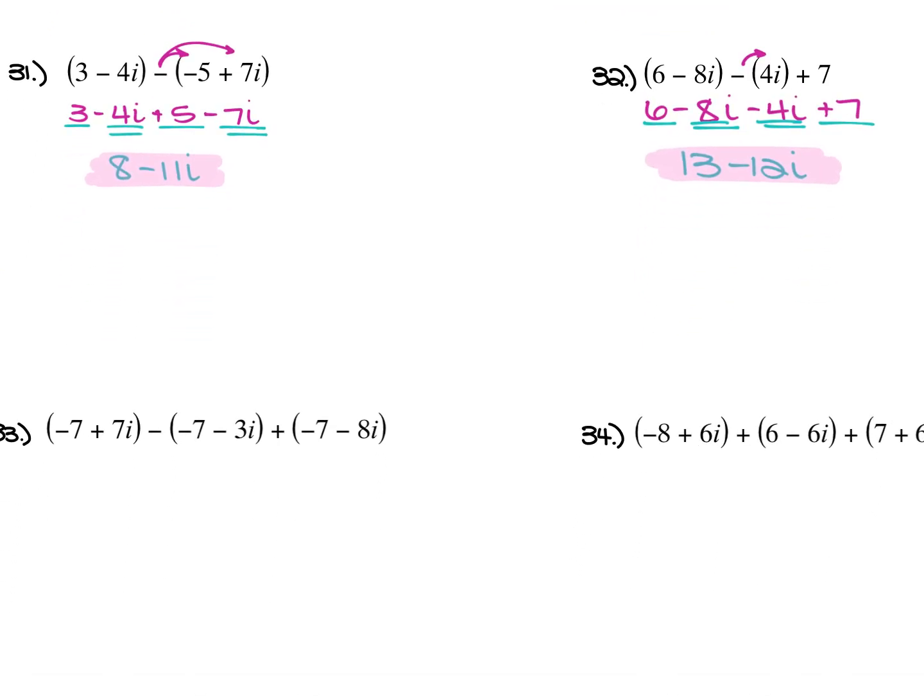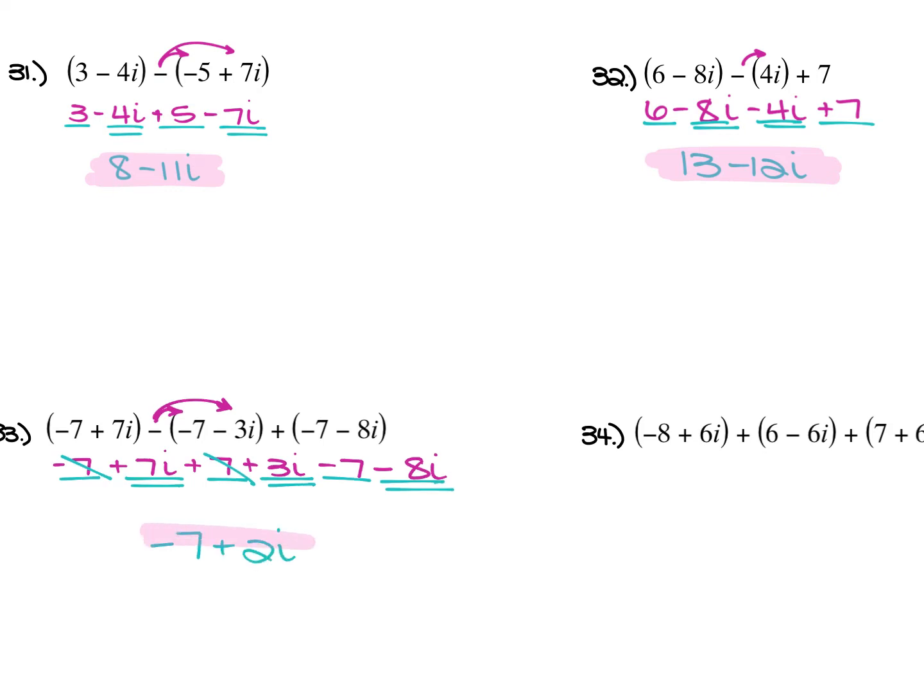For 33, you have negative 7 plus 7i minus negative 7 minus 3i plus negative 7 minus 8i. We're going to distribute the negative in front of the second set of parentheses, and that's going to leave us with negative 7 plus 7i plus 7 plus 3i minus 7 minus 8i. So once again, we combine like terms. That negative 7 matches with the positive 7, which are opposites, so they cancel. You do have the negative 7 left, so you drop that down. Next, you have 7i plus 3i, which is 10i, minus 8i is positive 2i. So that's just negative 7 plus 2i.